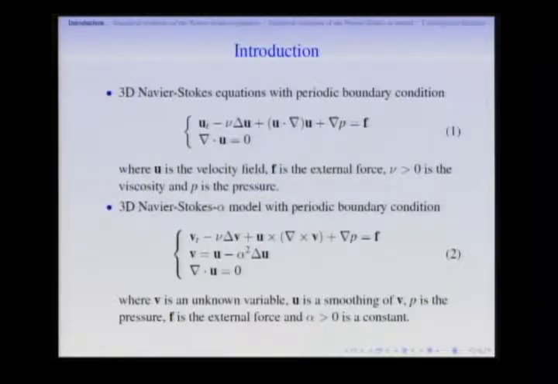Okay. And so here V is the unknown variable, U is a smoothing of V, P is the pressure, F is the external force, and alpha is a positive constant. Actually, there are some physical properties of this equation, but I don't have time to talk about this.